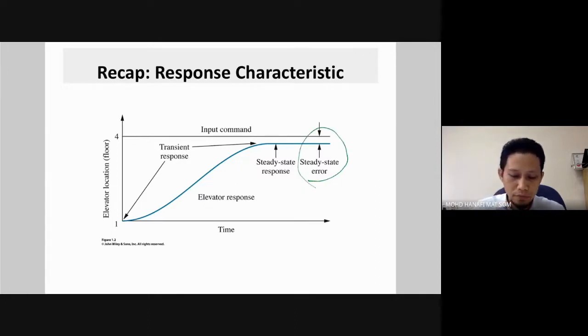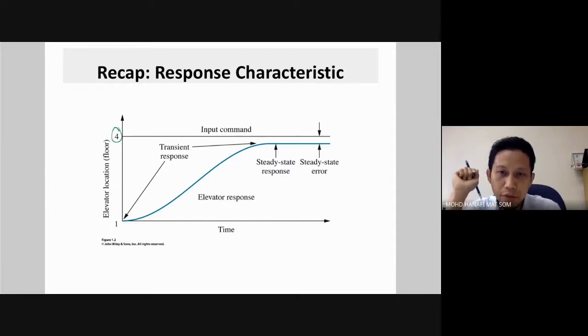For example, in this case, we want to go to the 4th floor. So this is the 4th floor. You press the button 4 on the elevator. So what you expect is that you go to the 4th floor exactly. So the level of the elevator is the same as the floor. When you walk out from the elevator, there shouldn't be any difference between the floor and the elevator. It should stop on the same level.